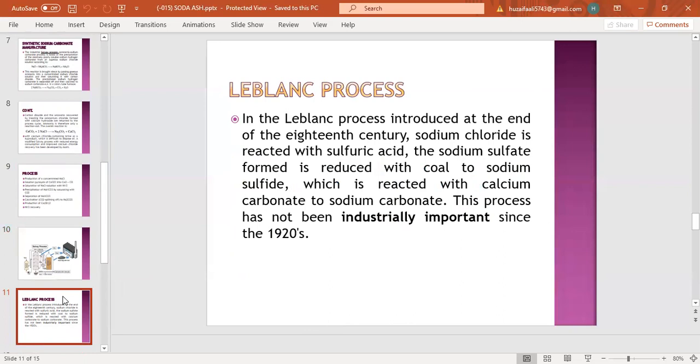Leblanc process. In the Leblanc process, introduced at the end of the 18th century, sodium chloride is reacted with sulfuric acid. The sodium sulfate formed is reduced with coal to sodium sulfide, which is reacted with calcium carbonate to give sodium carbonate. This process has not been industrially important since the 1920s.